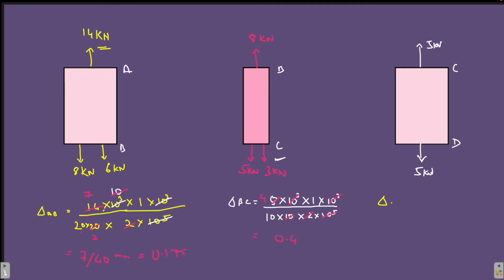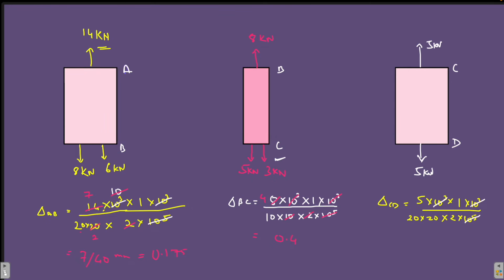Same thing for the last bar. Deflection in CD will be how much? PL by AE. P is 5 kilonewton, so we have to convert it into newtons, 10 to the power 3. L, the length, is given to you as 1 meter, so 1 into 10 to the power 3, that is in millimeters. Area of cross section is 20 into 20, which is already in millimeters. E is given to you as 2 into 10 to the power 5. Now simply do the cut cut thing and we'll be getting the answer. So 10 to the power 3, 10 to the power 3, so it is 10 to the power 6.